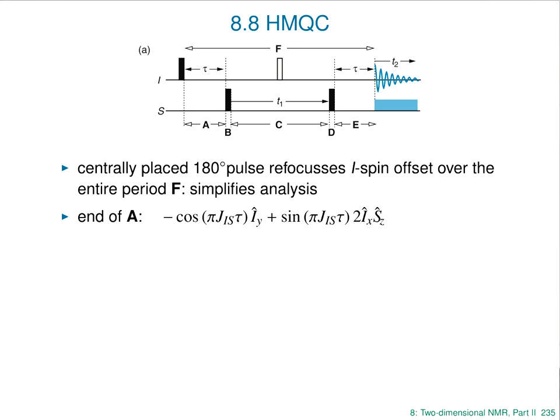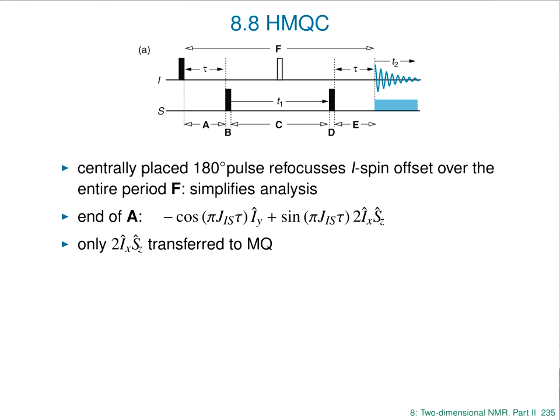So the I spin, first pulse forms minus IY, and then during A, the coupling evolves to give me this antiphase term 2IXSZ. And I've already said I can ignore the offset of the I spin. Now, only this term 2IXSZ will be transferred to multiple quantum. So I'm going to ignore the IY term straight away. So the effect of pulses B is to transfer them to the multiple quantum.